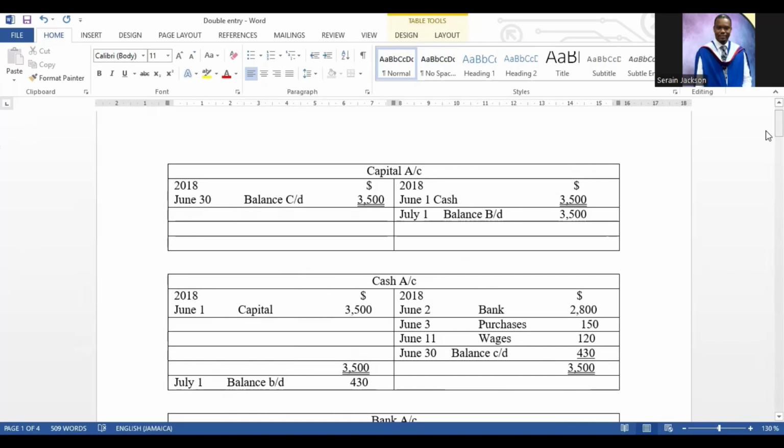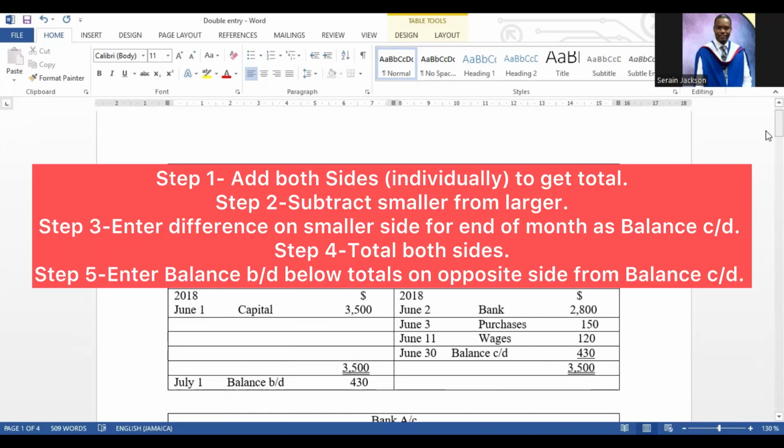For any account, you have to remember the 5 steps. The 5 steps are: add up both sides to get their totals. Subtract the smallest amount from the largest amount. Insert the difference at the end of the month on the side with the smallest amount, and you call that your balance carried down. Then you total both sides of the account, ensuring that the totals are on the same line and that they are equal, and you double line them.